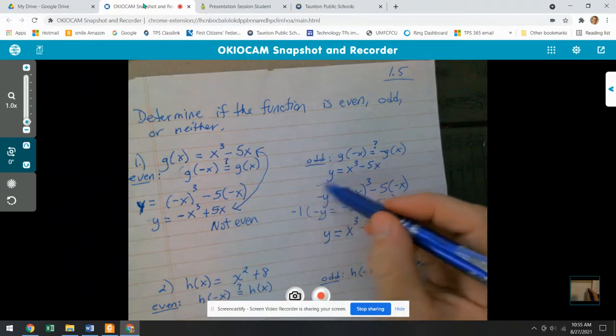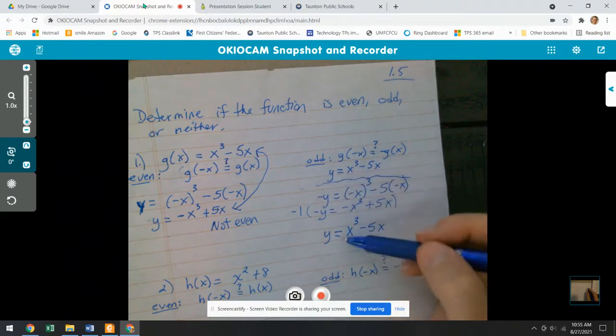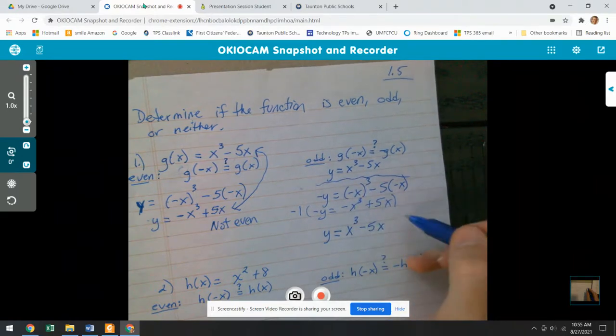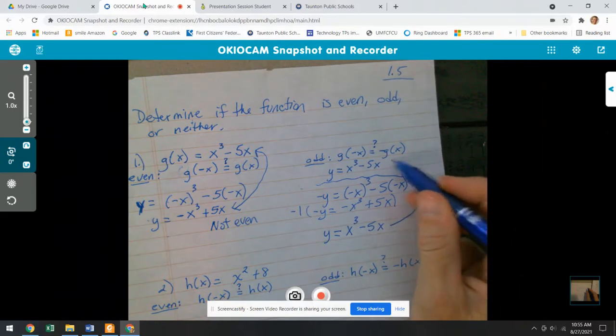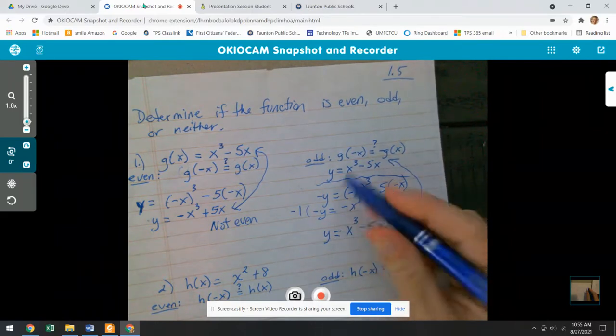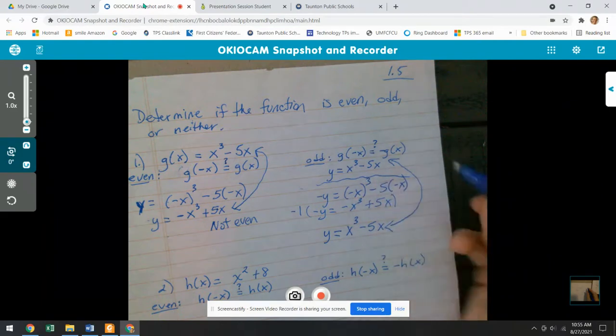So all this work below that line was just plugging in that negative x and negative y. Now I want to compare it to the original: y equals x cubed minus 5x. So yes, this is an odd function. It has symmetry to the origin.